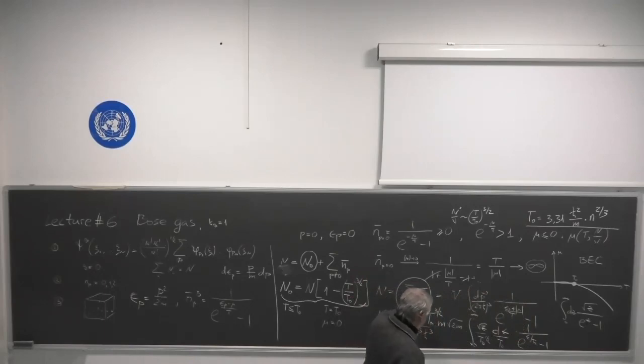The naive mistake is to treat this equation at temperatures below T naught incorrectly. This is an incorrect treatment of the sum. This is a correct treatment of the sum.